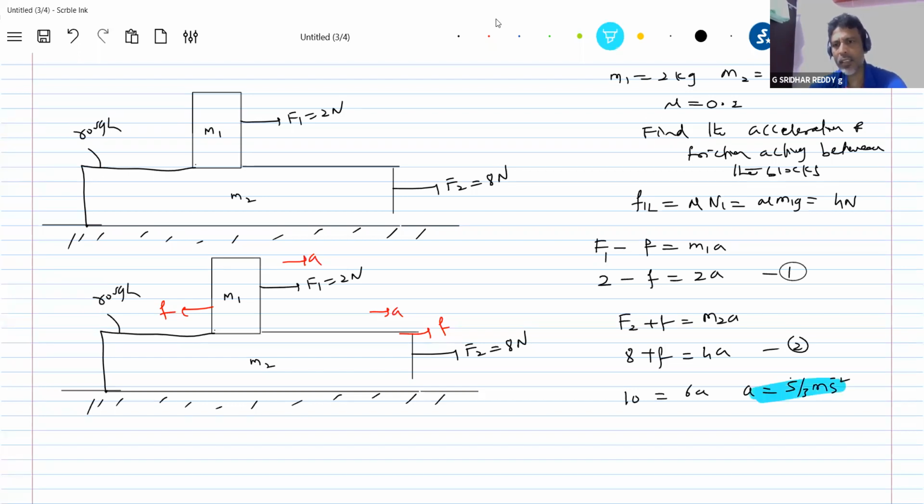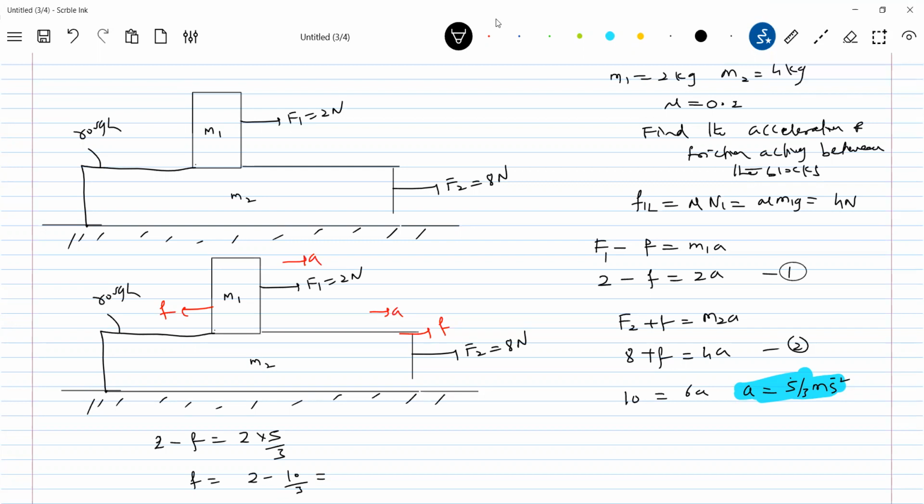Let's check the thing. What did we assume? Is what we assumed right or wrong? I'll calculate the friction. Let me substitute the value of A in 1 or 2. I'll substitute in 1. 2 minus F equal to 2 into 5 by 3. So the value of F should be equal to 2 minus 10 by 3. I got this equal to negative. Yeah, let it be, no problem. 6 minus 10 by 3, that is minus 4 by 3.